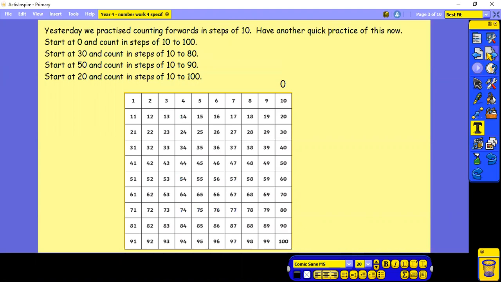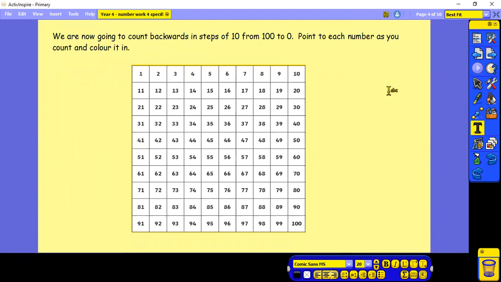Yesterday we practiced counting forwards in steps of 10. Have another quick practice of this now. So let's start at 0 and count in steps of 10 to 100. Then start at 30 and count in steps of 10 to 80. Start at 50 and count in steps of 10 to 90. Start at 20 and count in steps of 10 to 100. Pause whilst you have a try.